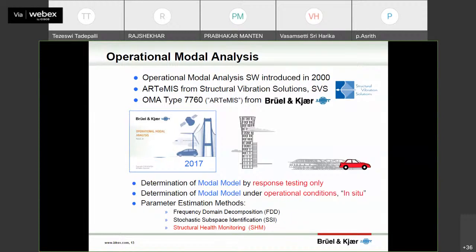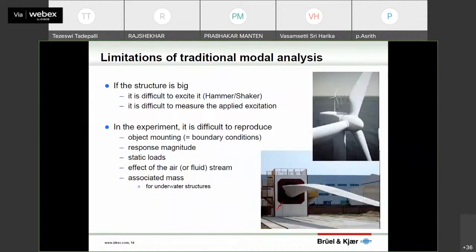Then we went back to what we looked at this. This is another technique we look at, which is operational model analysis, which is by response testing only. We estimate the frequency domain decomposition, the stochastic subspace identification, and the structural health monitoring. What happens or where is it used? You could use a large windmill, for example, which is where the very common places where this technique has been used, where you cannot excite it, but you have to see how the winds respond, especially at very high wind speeds. You cannot measure the excitation.